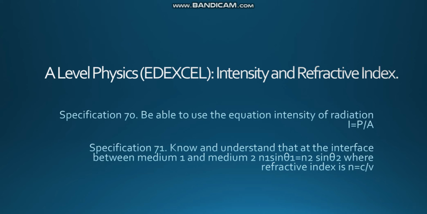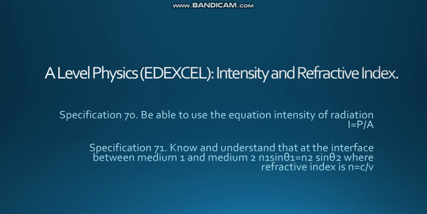Hello, and in this video we will be looking at intensity and refractive index, specifically for EDEXCEL. We'll take a look at specification points 70 and 71 in this video. Specification point 70 states that we need to be able to use the equation for the intensity of radiation, which is power per unit area.